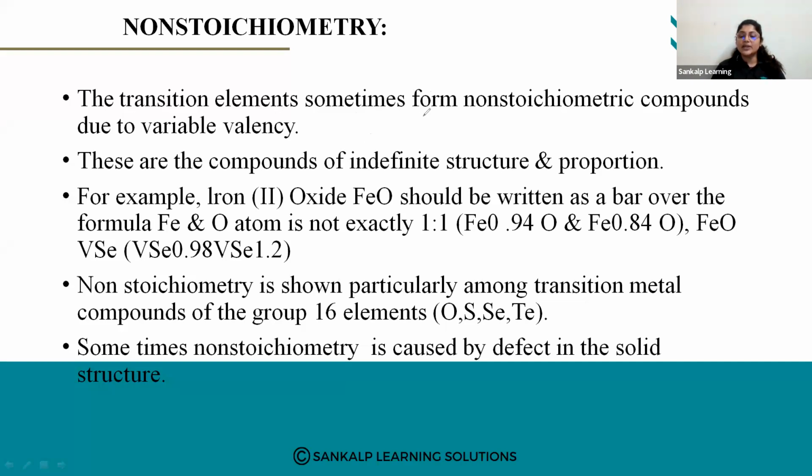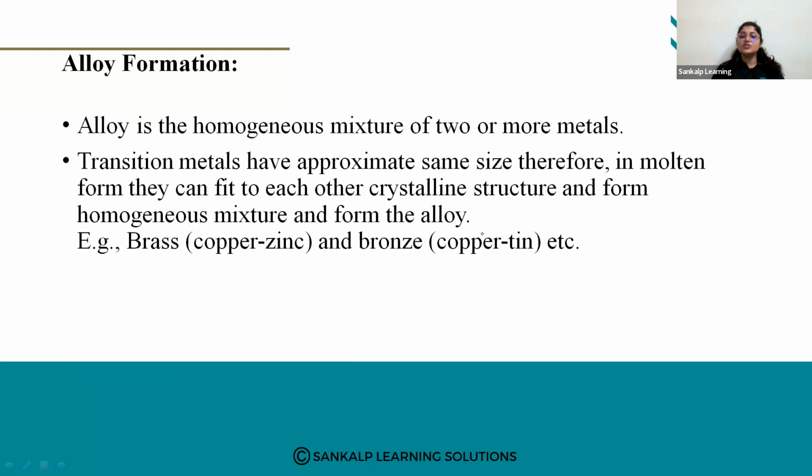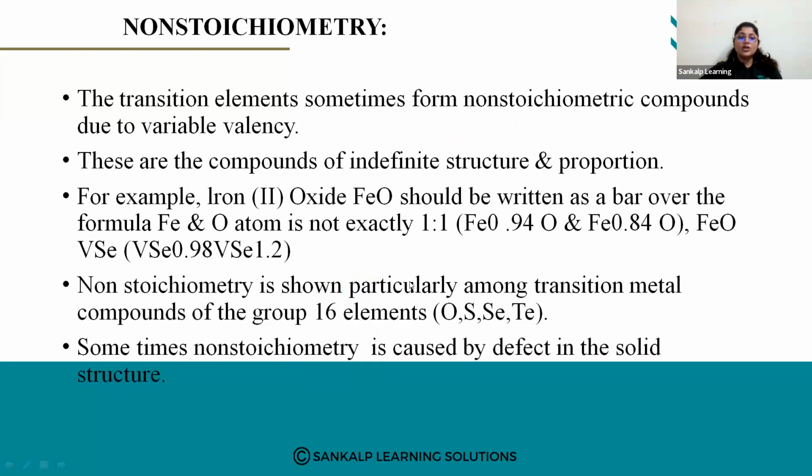The transition elements sometimes form non-stoichiometric compounds due to variable valency. Suppose cerium, it will show +2, +4. So variable oxidation states are shown by some of the elements, and because of this they form non-stoichiometric compounds. These compounds have indefinite structure and proportion. Why? Because the composition is not fixed.